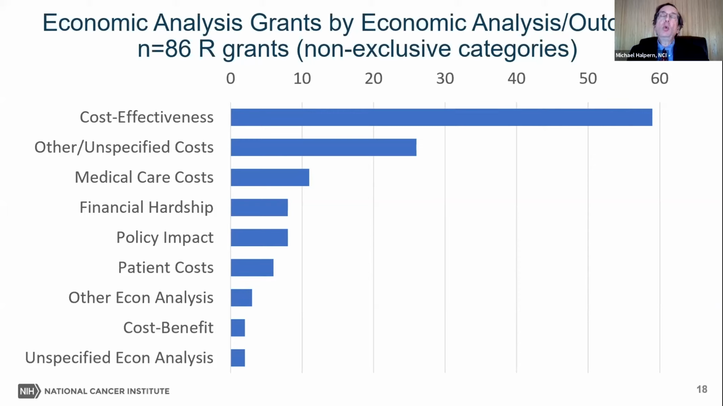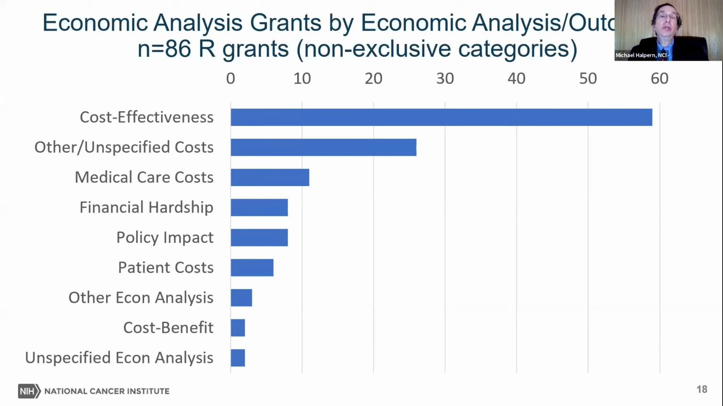Now, to explain that, we reviewed only the abstract and specific aims of the grants. We didn't review the entire grant, the body of the grant. And in the abstract or specific aim, a fair number of the grants specified only that they would be looking at costs associated with some aspect of cancer care or some cancer intervention. They did not specify what those costs were or what those costs included. We therefore categorize that as other or unspecified costs.